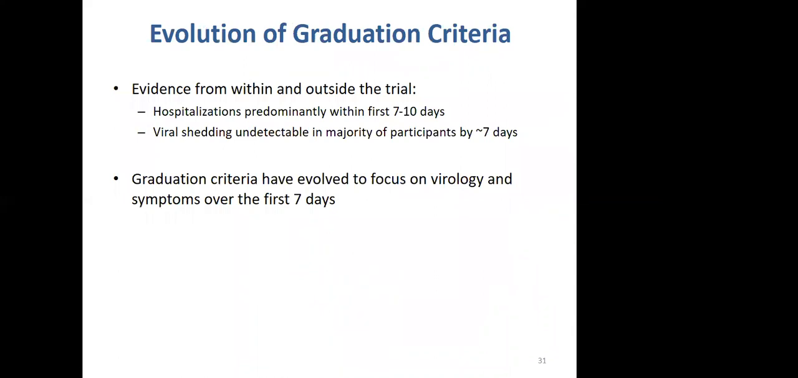So let me just say that we often think about platform trials as being adaptive. They're adaptive in this trial in the phase 2 to phase 3 context. But probably the biggest adaptation that occurred during the study was the accumulation of information about when hospitalizations are occurring and what was happening with the virology. And these graduation criteria have actually evolved, and they're now much more focused on what's happening during the first 7 days of follow-up, which is when most of the participants have become undetectable with respect to a virologic outcome. And that's also when nearly all of the hospitalizations are occurring.